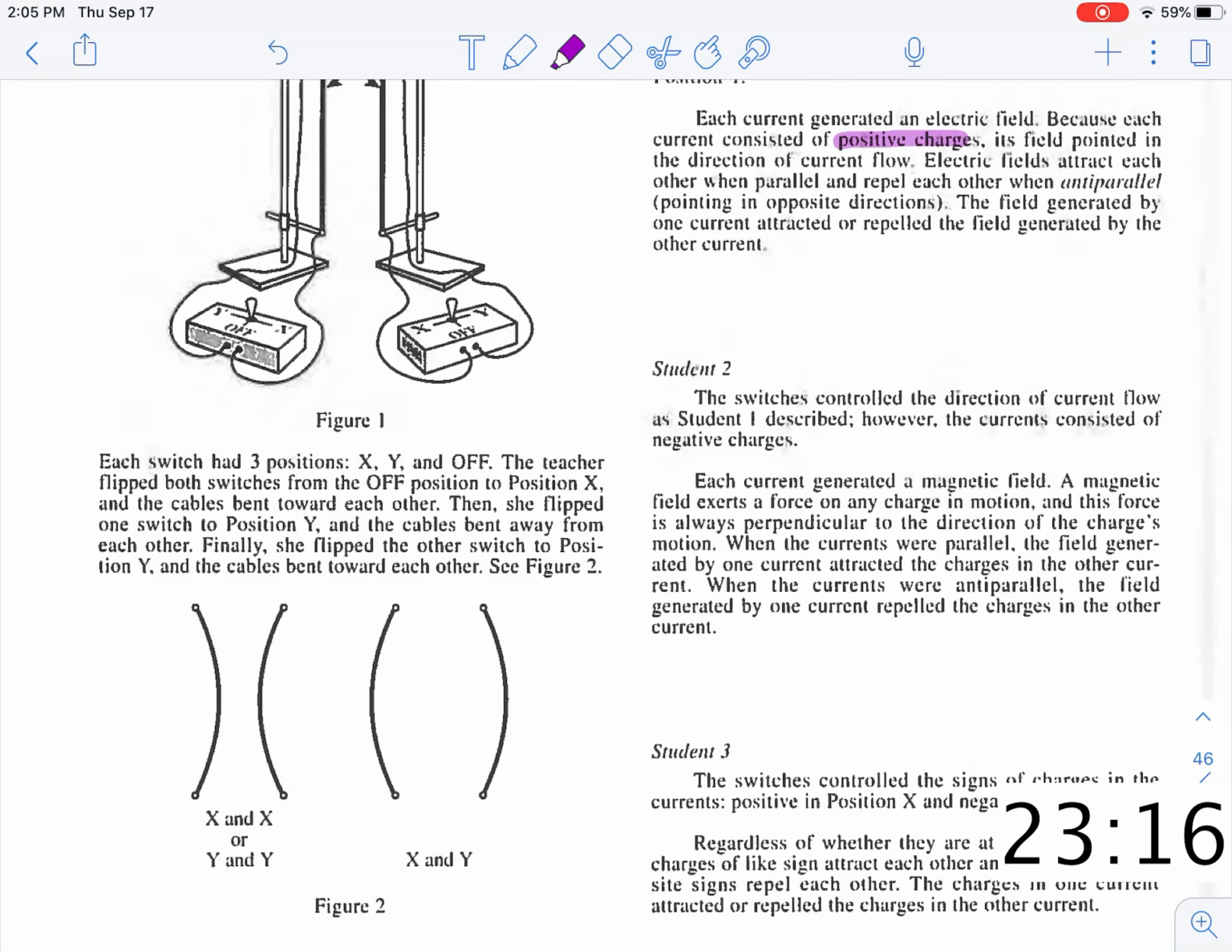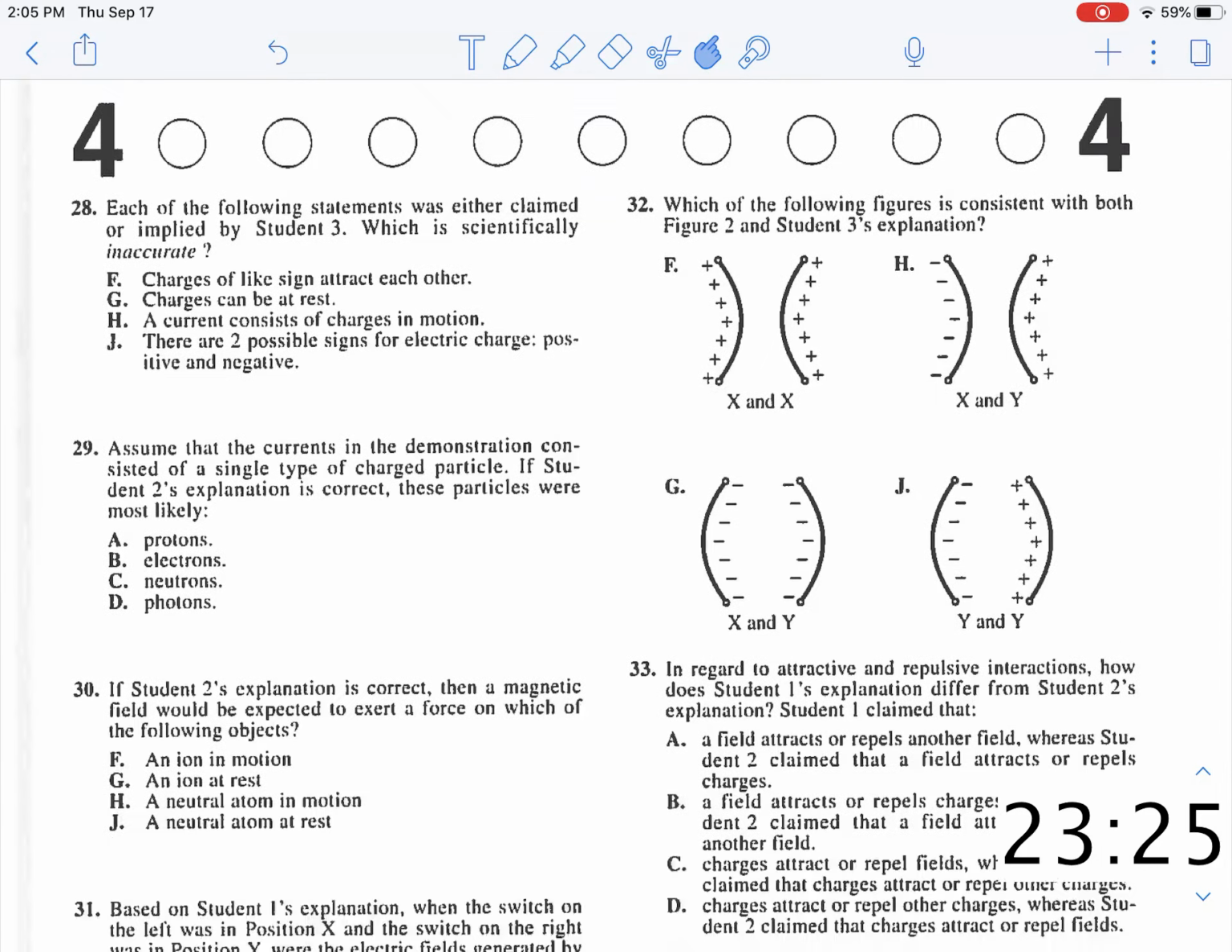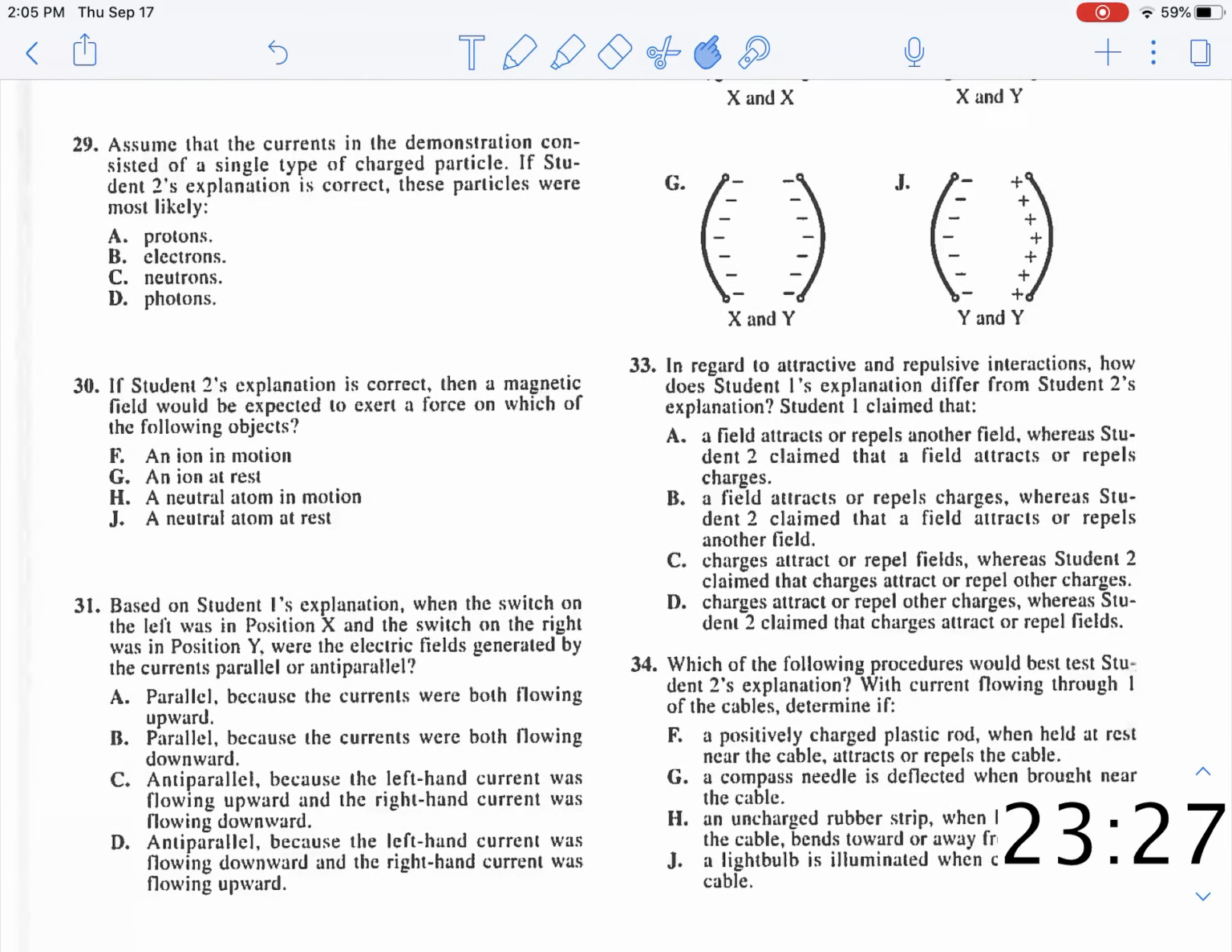The switches controlled the direction of the current flow. However, the currents consisted of negative charges. Each current generated a magnet. Actually, wait, we can just go to... Student 1, please. Anyone? Okay.